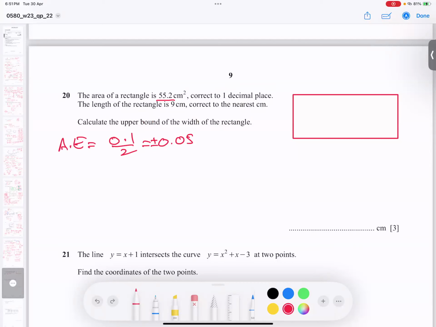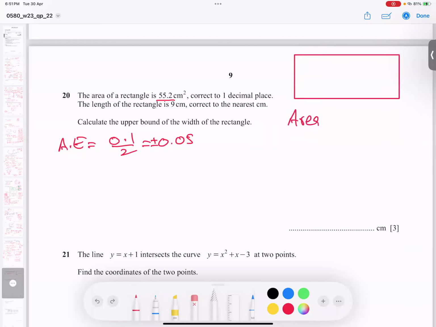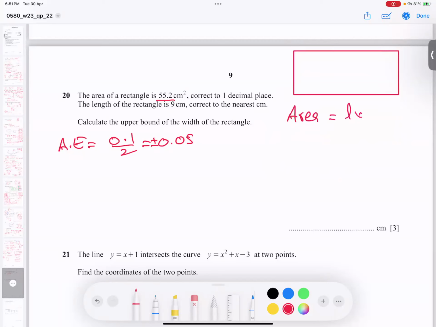But you know, students, the basic formula of the area of a rectangle is what? Let me drag up. What is the area formula? Student, length times width. But I'm looking for width, so length will go under it. So width is equal to area divided by length.